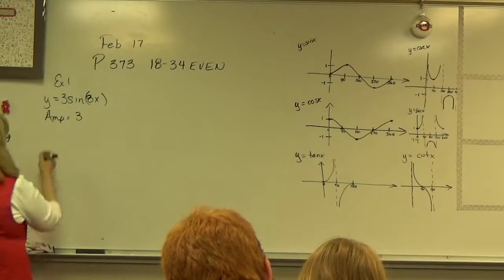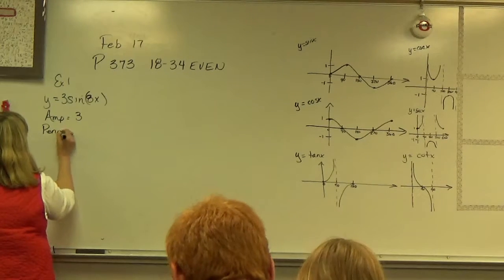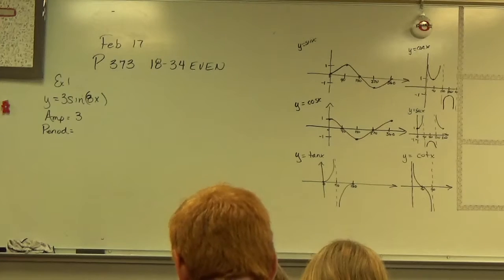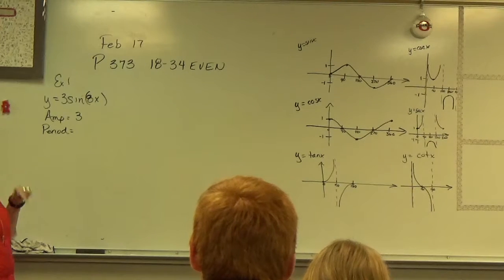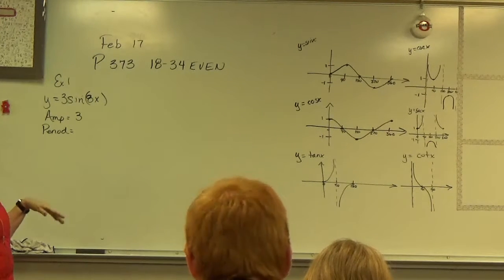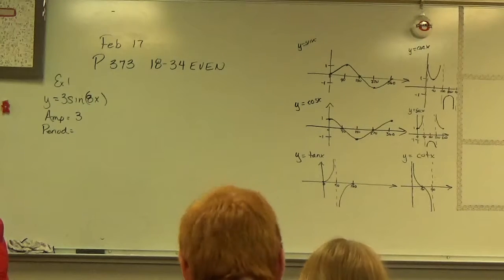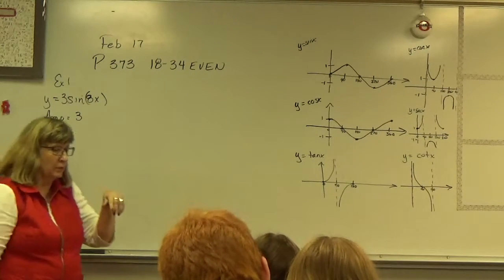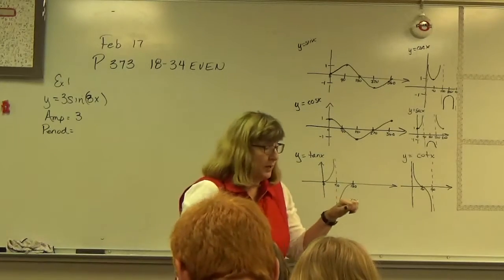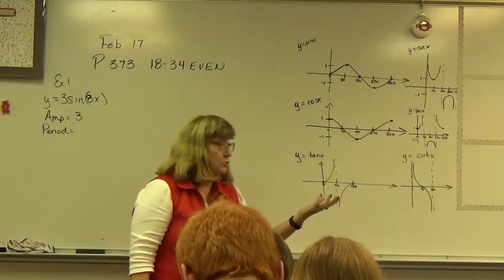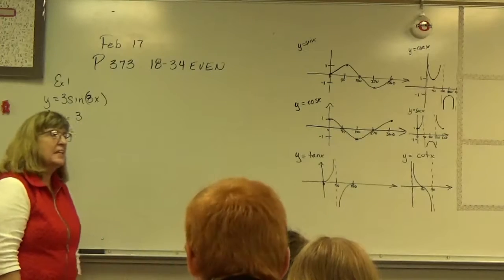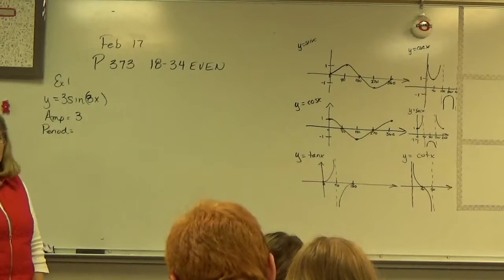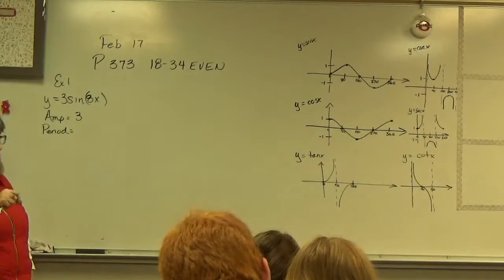Now, how do we find period? What does it tell us that we have to do to find period? 360 over k. Okay, and the k is the coefficient of the angle, also called the argument. And notice I put on my little chart, you can either use 360 or 2 pi. You can do it in radians, or we can do it in degrees. It's easier for you most of the time to do it in degrees, so if you want to change to degrees, you can.